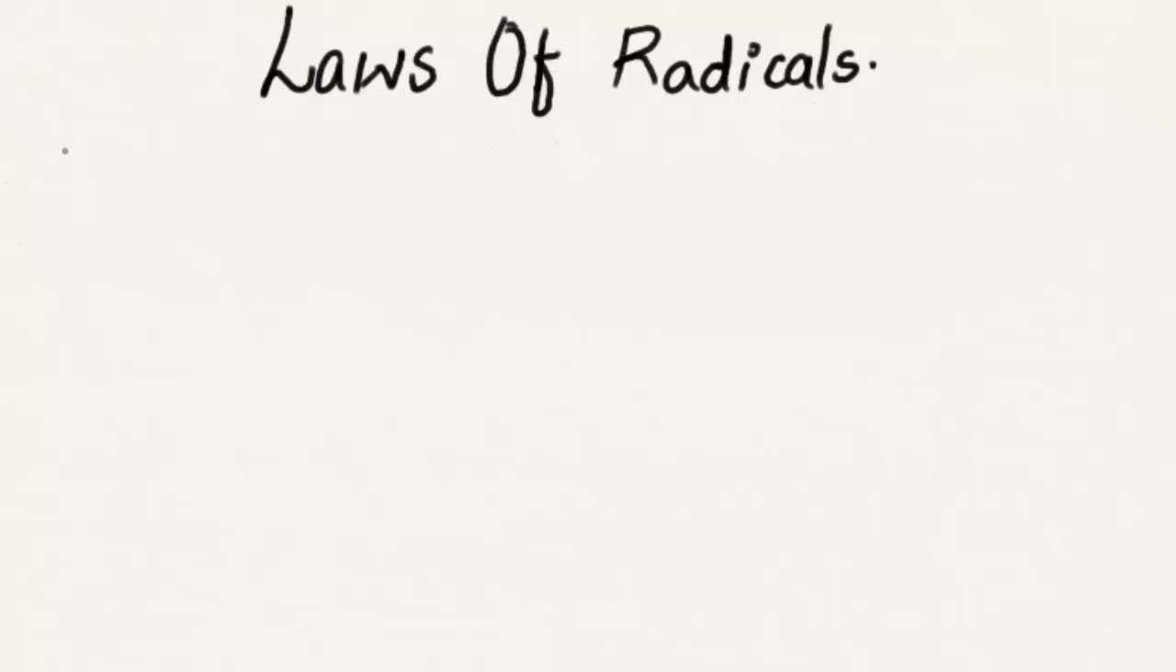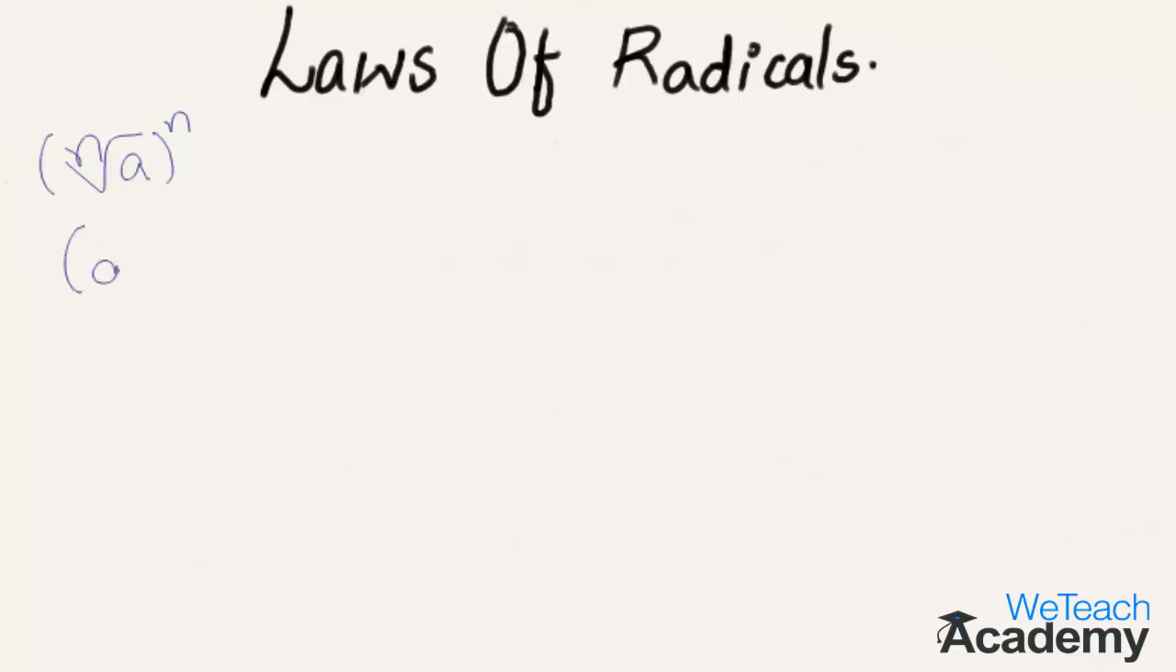So here let us consider the nth root of a, whole power n, and now let us simplify this. The nth root of a can be written as a to the power 1 by n, whole power n. This is nothing but a to the power n by n, and we get a to the power of 1. So here we can say the nth root of a, whole power n, is equal to a.